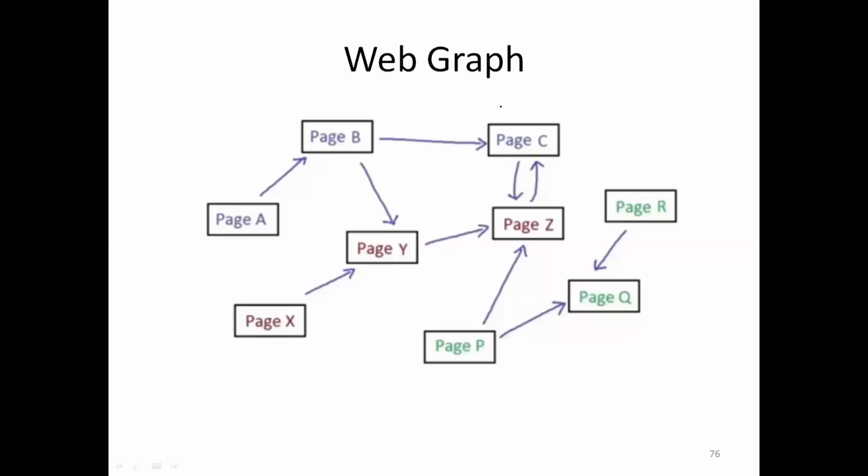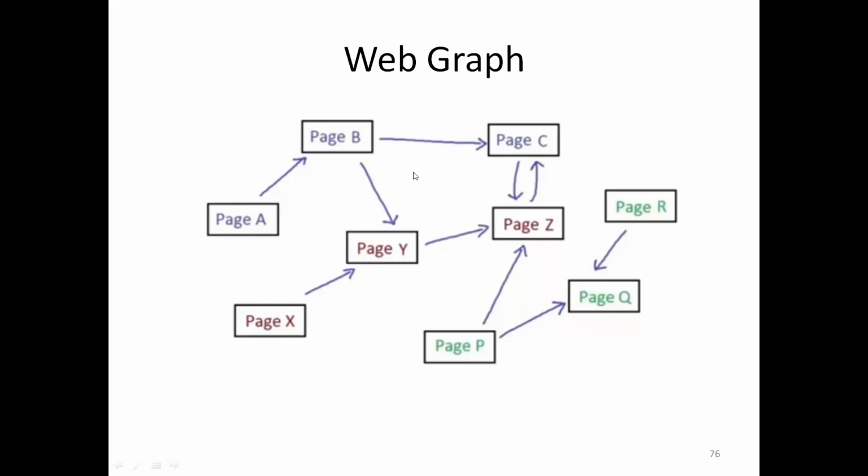This is an example of a web graph, where we have a number of pages in the website. From page A, I will go to page B. We can represent or model our website as a graph. When I click page C, it will go directly to page Z. Again, if I click, there will be some hyperlink where I can go back to C also. So this is how we can model our website as a graph.